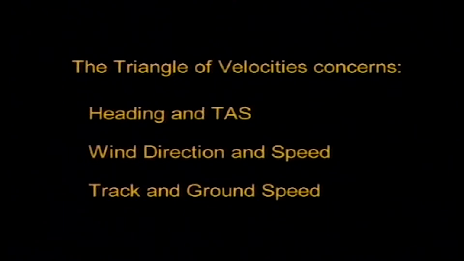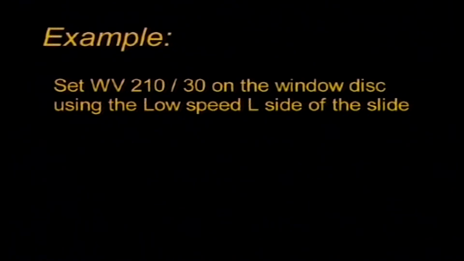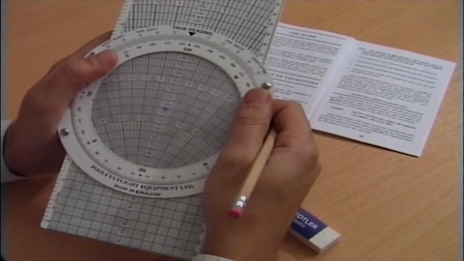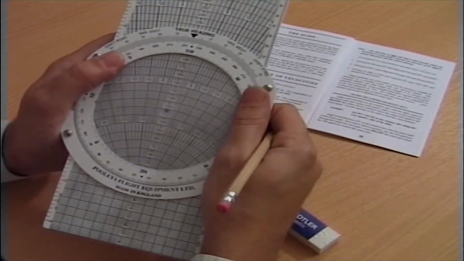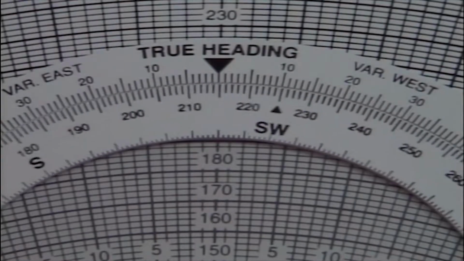The triangle of velocities concerns heading and TAS, wind direction and speed, and track and ground speed. Let's set on a wind velocity of 210/30 knots using the low speed side. Rotate the inner scale so that 210 appears under the true heading index.